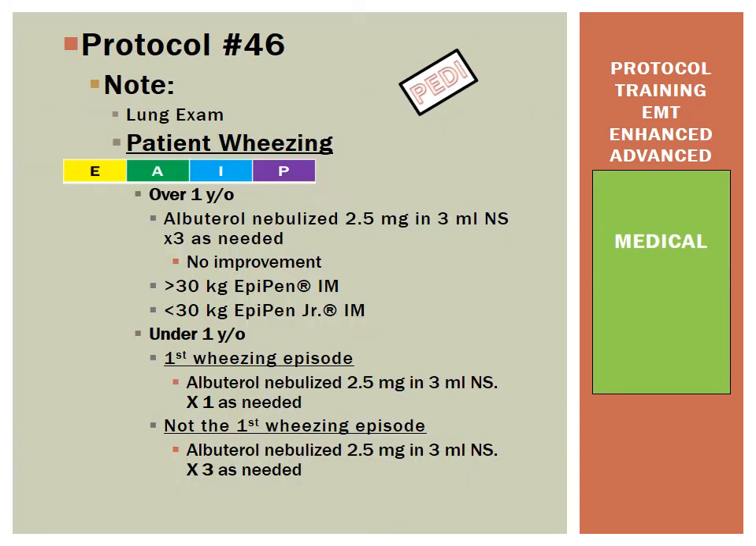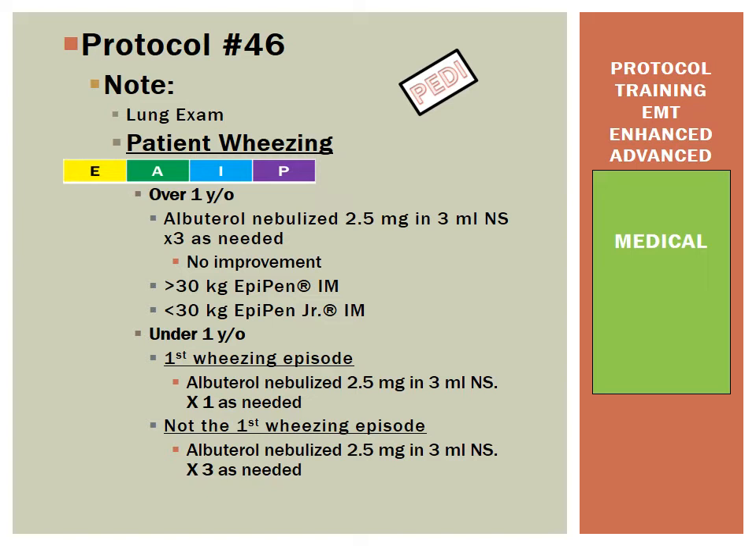Okay, so if the patient is wheezing and they are over 1 year old, all provider levels will be administering albuterol nebulized, 2.5 milligrams times 3 as needed. If there is no improvement, they will administer the EpiPen. Patients greater than 30 kilograms get the EpiPen, less than 30 kilograms, EpiPen Junior, and that is administered IM.